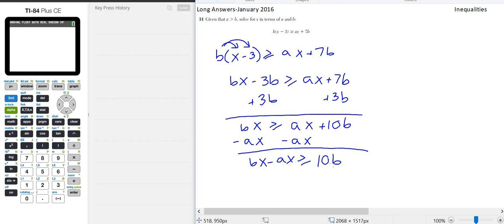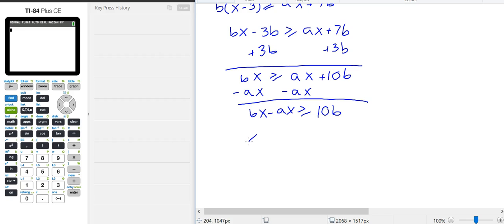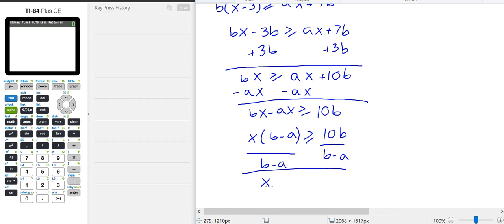And then we're going to factor out the x. So we have x times (b minus a) is greater than or equal to 10b. Now we could divide both sides by b minus a, and we'll have x alone. So b minus a and b minus a cancel out.